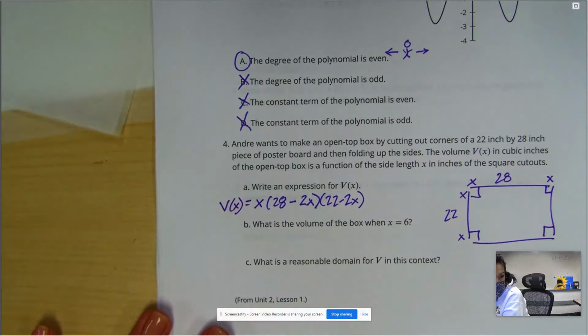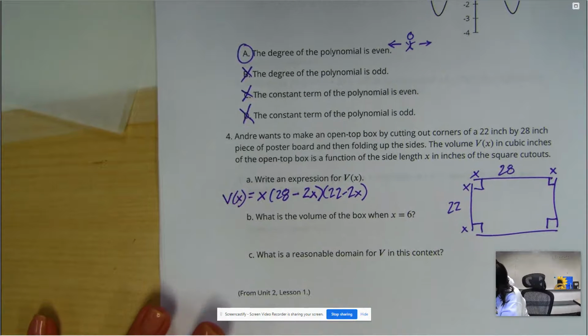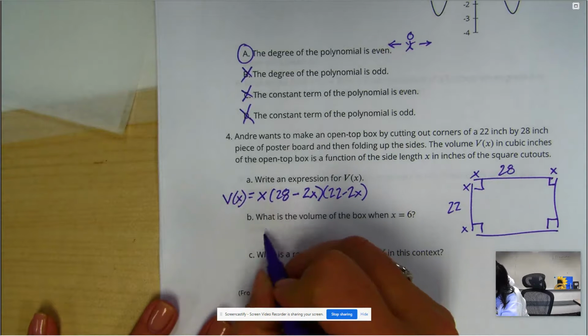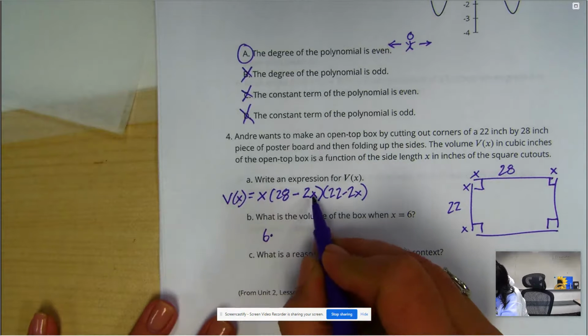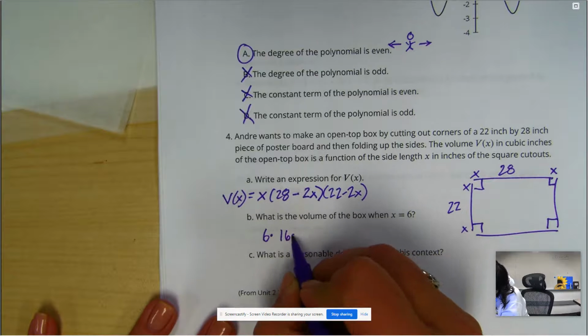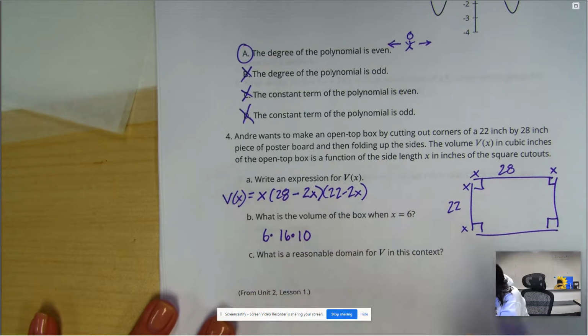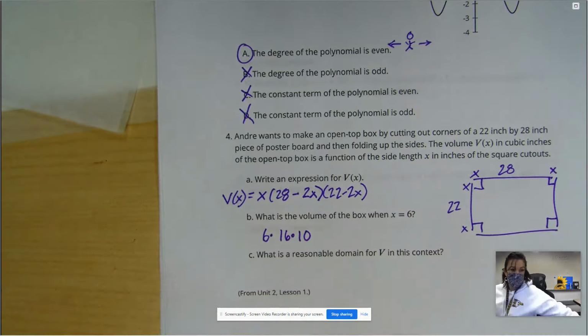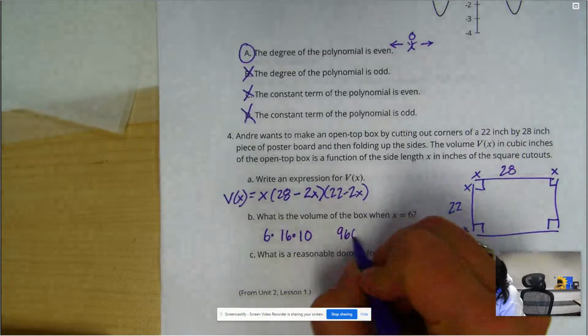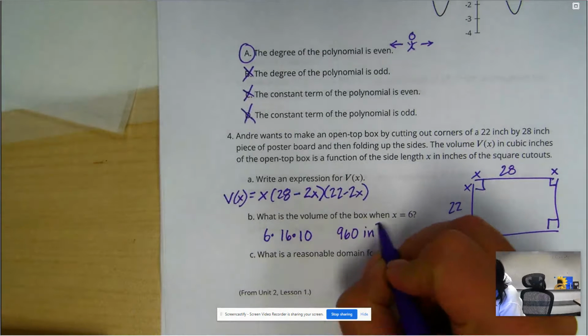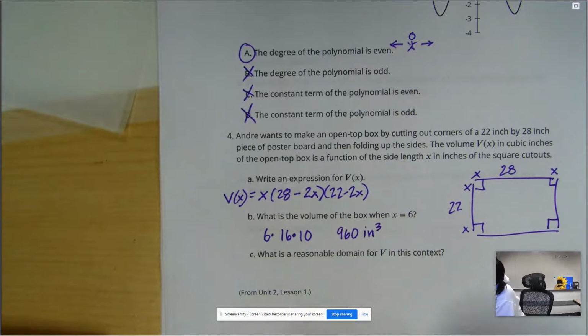Factored form polynomial. What is the volume of the box when x is 6? Well, I'm just going to put a 6 here. If I put a 6 there, that's 12. 28 minus 12 is 16. If I put a 6 there, 22 minus 12 is 10. So, calculator, 6 times 16 times 10, 960 cubic inches.